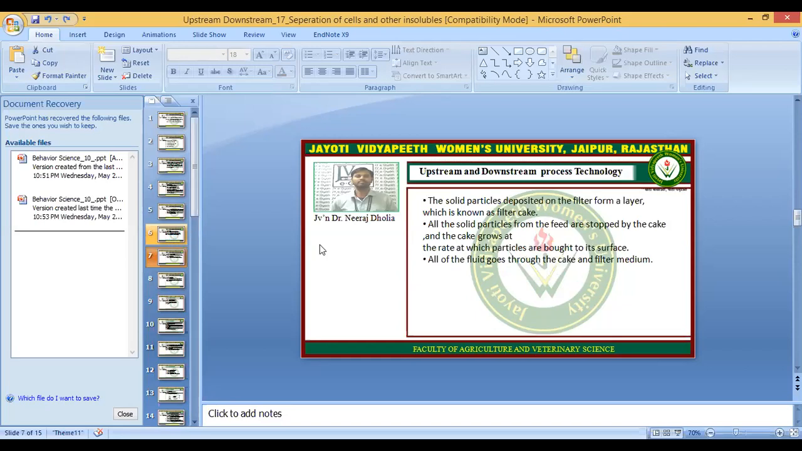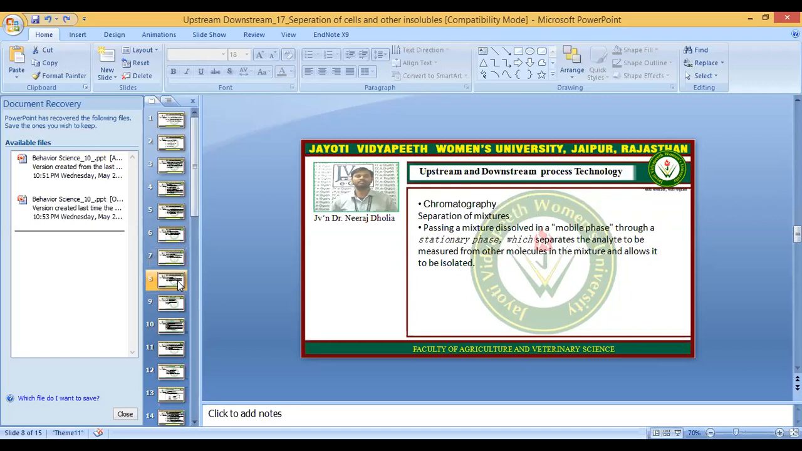Okay, so the solid particles deposit on the filter form a layer which is known as the filter cake, and all the solid particles from the feed are stored by the cake, and the cake grows at the rate at which particles are brought to its surface. Means the higher the insolubles in the solution in the broth, the cake size will be higher. Okay, so all of the fluid goes through the cake and filter medium.